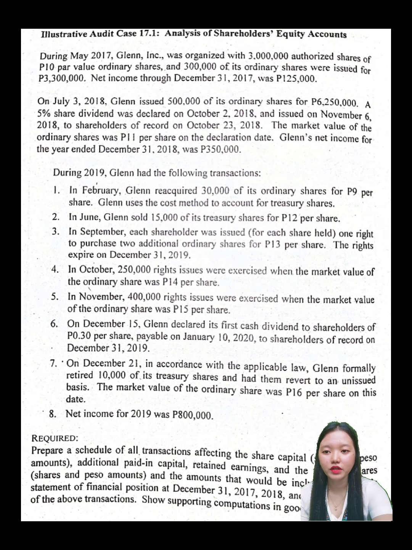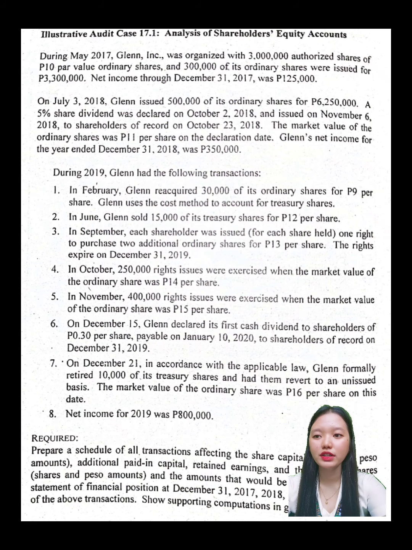So during 2019, Glen had the following transactions. First, in February, Glen acquired 30,000 of its ordinary shares for 9 pesos per share. Glen uses the cost method to account for treasury shares. Second, in June, Glen sold 15,000 of its treasury shares for 12 pesos per share.